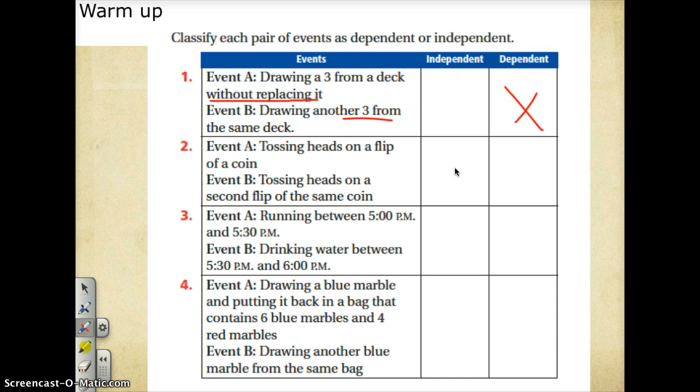Number 2, event A, tossing heads on a flip of a coin. B, tossing heads on a second flip of the same coin. Those are independent. The coin doesn't change. We pick it up and we try again.